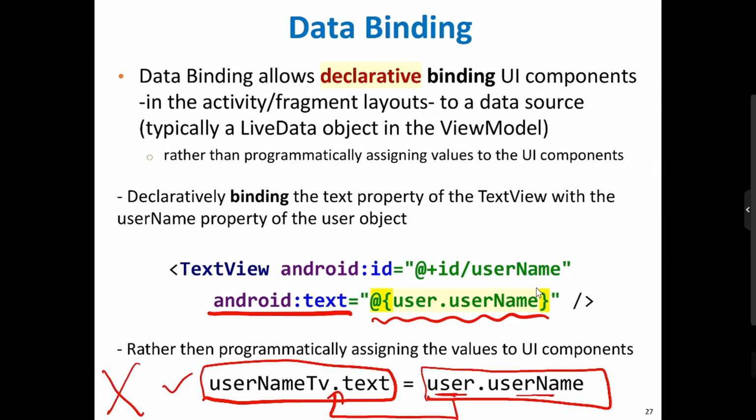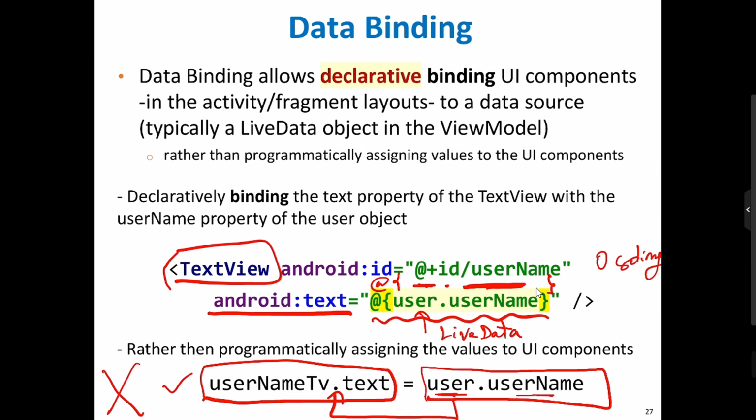What I'm doing here is putting an expression, a curly brace, and the name of the object dot the property that I want to access. And that's it. The value of this object will be assigned to the text property of this TextView. Not only this, if the user object is a LiveData, this value will be automatically updated and the UI will be automatically updated with zero coding whenever the username changes.